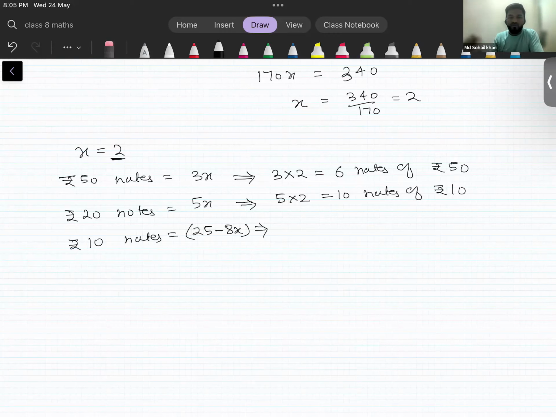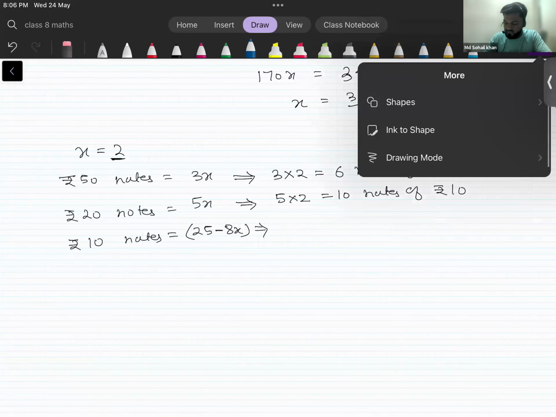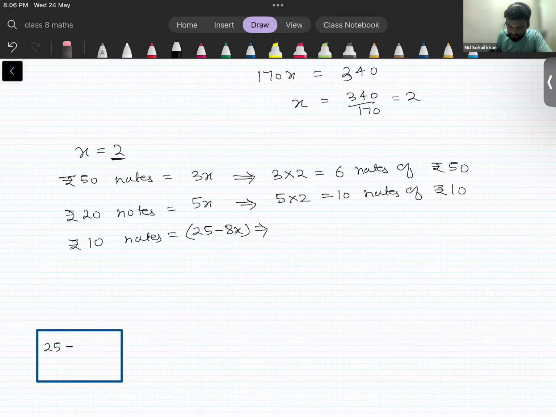So then what will be the number of rupees 10 notes here? We will simply put the value of x here. Find out its value. Yes, I will find out the value. I am finding it right now.